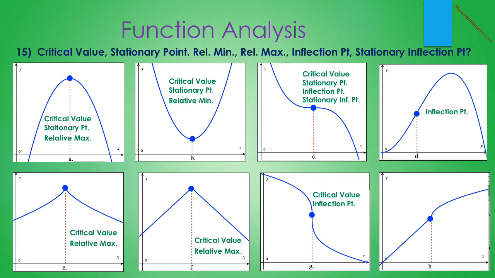It is an inflection point as the curve is concave down and then switches to concave up. It is not a stationary inflection point because the derivative is not equal to 0 there.